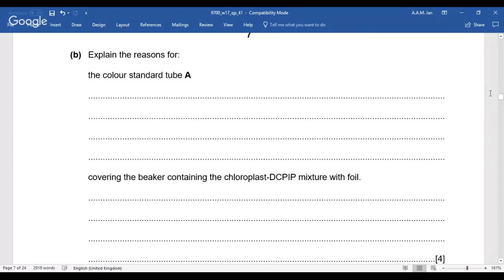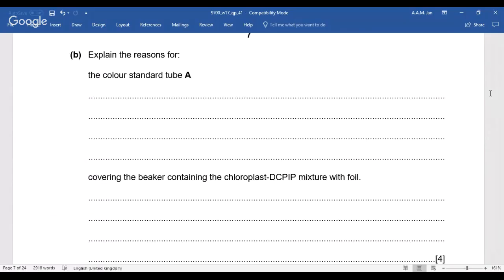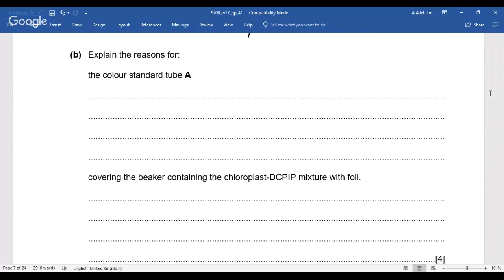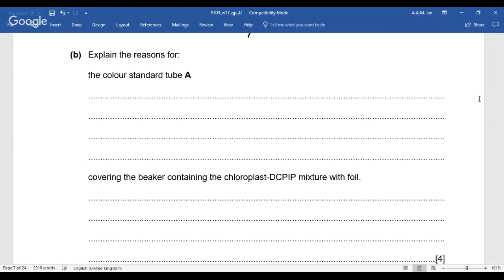Alright. So can you talk through question B? Can you explain the reasons for the color standard tube? To compare to each different color, the light block. Yeah, good. So this is your control. Any color change further than the color change you see in the control is what you're looking for. So they use tube A as a baseline. Does that make sense? Can you say it again?